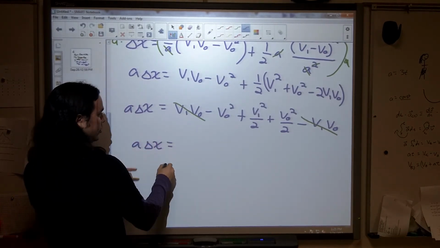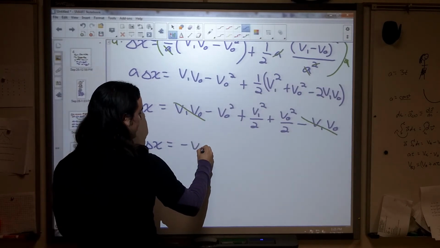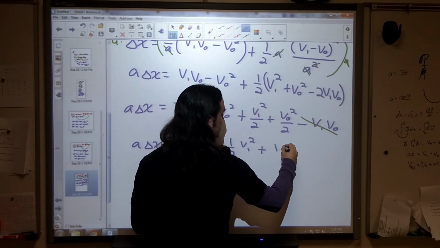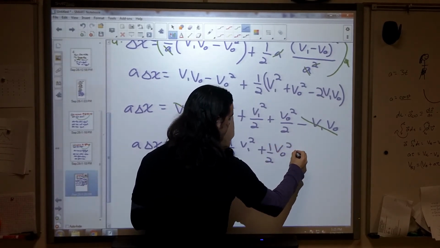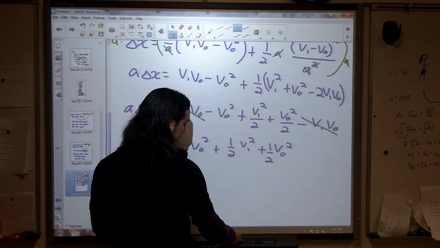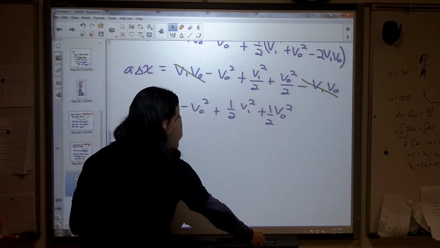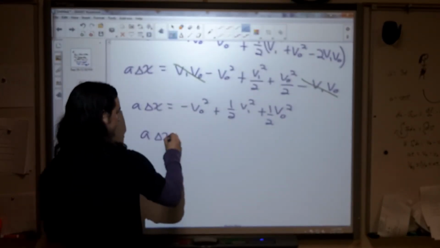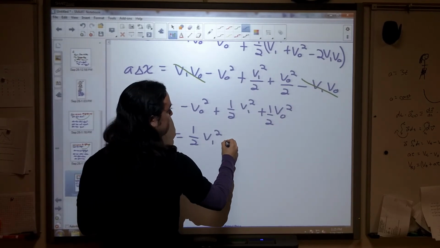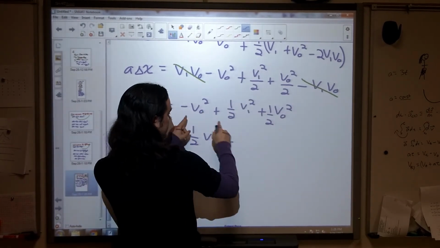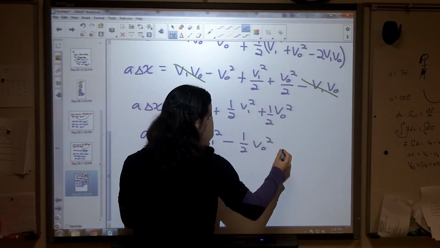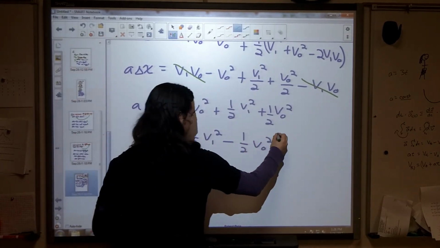a times delta x, our acceleration times our displacement, equals negative v naught squared plus 1/2 v final squared plus 1/2 v naught squared. Here's what I was overlooking. Here's the negative 1, and here's positive 1/2. So when I add those two together, I get the following. Equals 1/2 v1 squared minus, that's where I was getting messed up because we have a negative 1 and a positive 1/2. It's minus 1/2 v naught squared. Great.